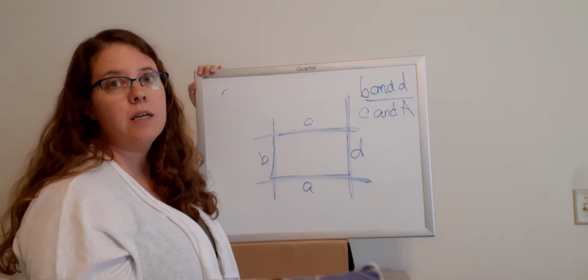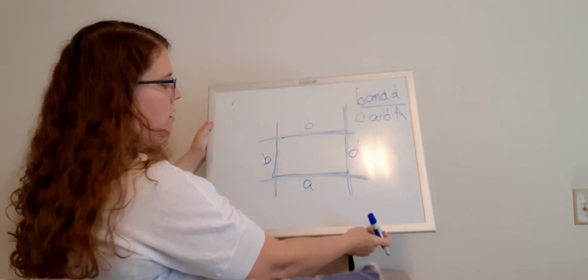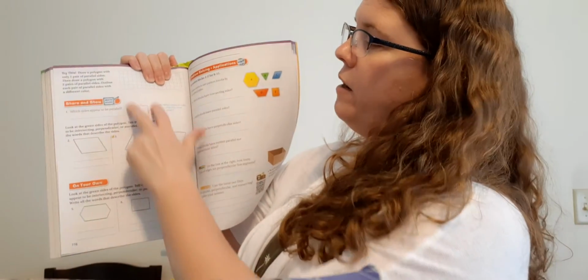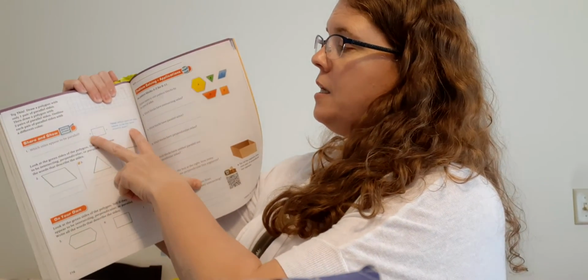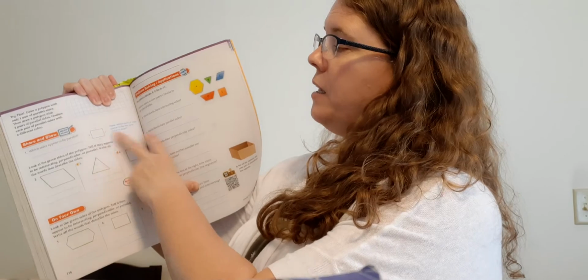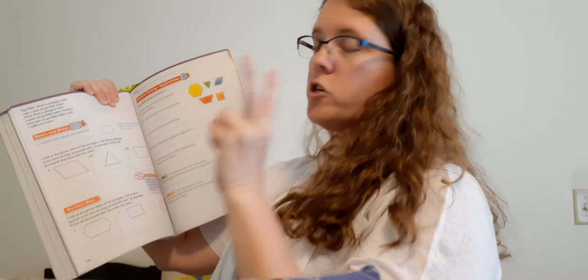B and D, C and A. Okay, so on the line, write B and D. Okay, because B and D are both parallel. They will never, ever meet if they extend. C and A, B and D. So there's actually 2 sets of sides that are parallel.